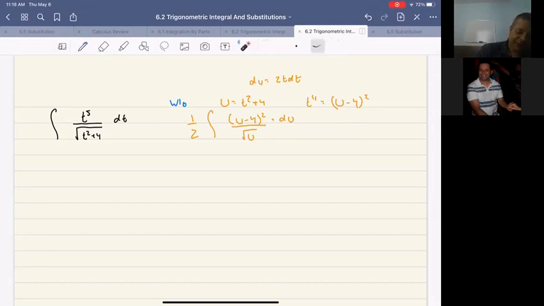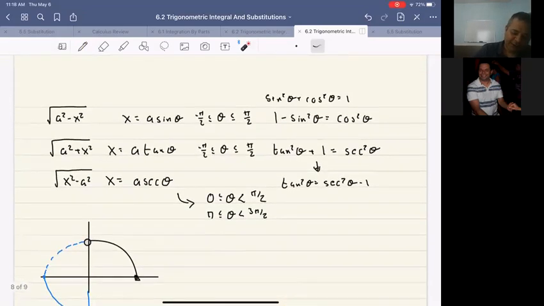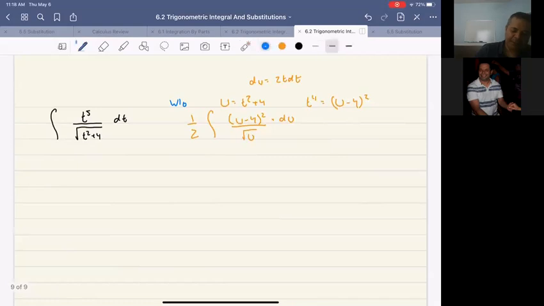We've got t squared plus 4. So looking back at our table, that's going to be x equals a tan theta. Okay, so t equals 2 tan theta.